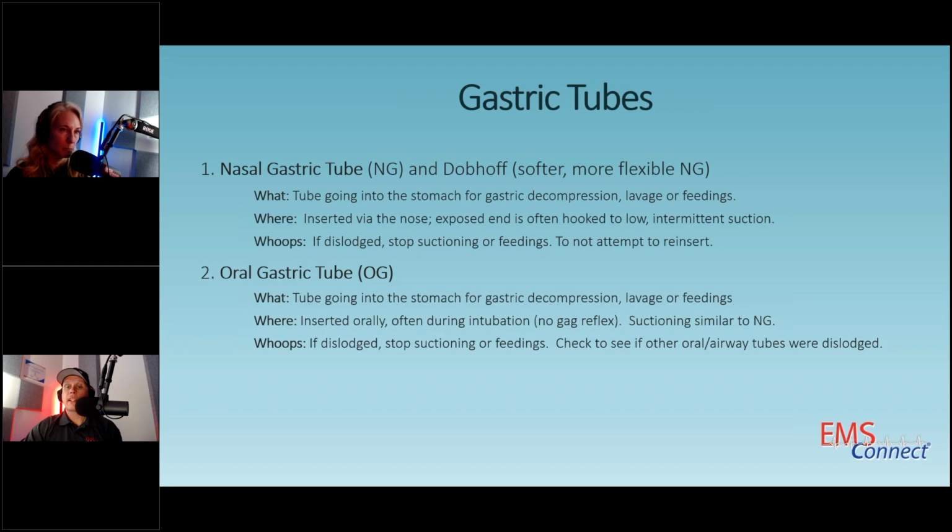Yeah, because your whoops on both of these is really straightforward. If they come out, no big deal. Just don't use them, and we're just gonna move on. It's not life or death.